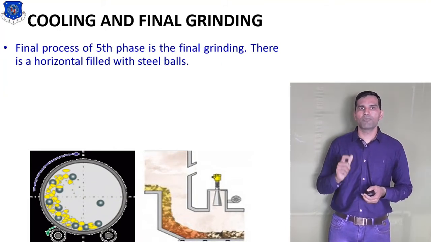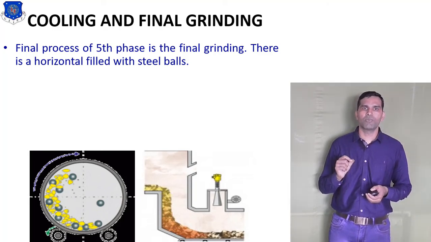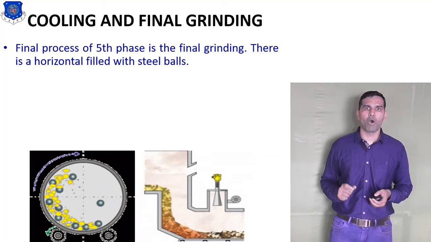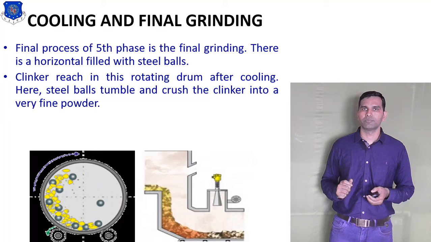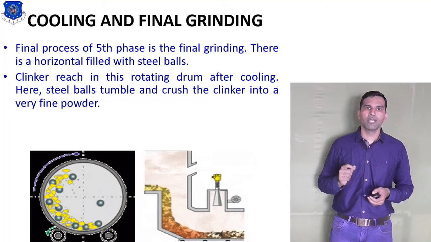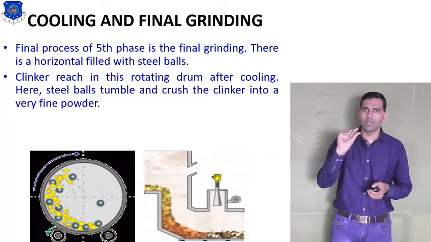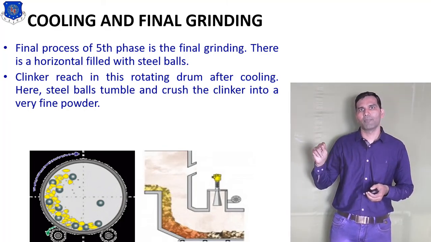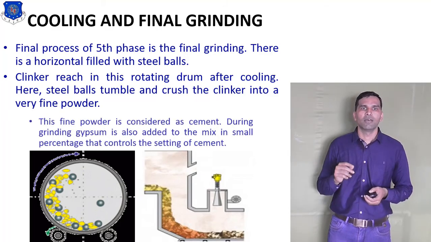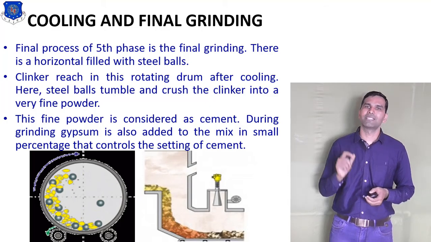The final process of the fifth phase is the final grinding. There is a horizontal mill with steel balls. Clinker reaches this rotating drum after cooling. Here steel balls tumble and crush the clinker into a very fine powder. That means it makes perfect cement in powder form. This fine powder is considered cement.